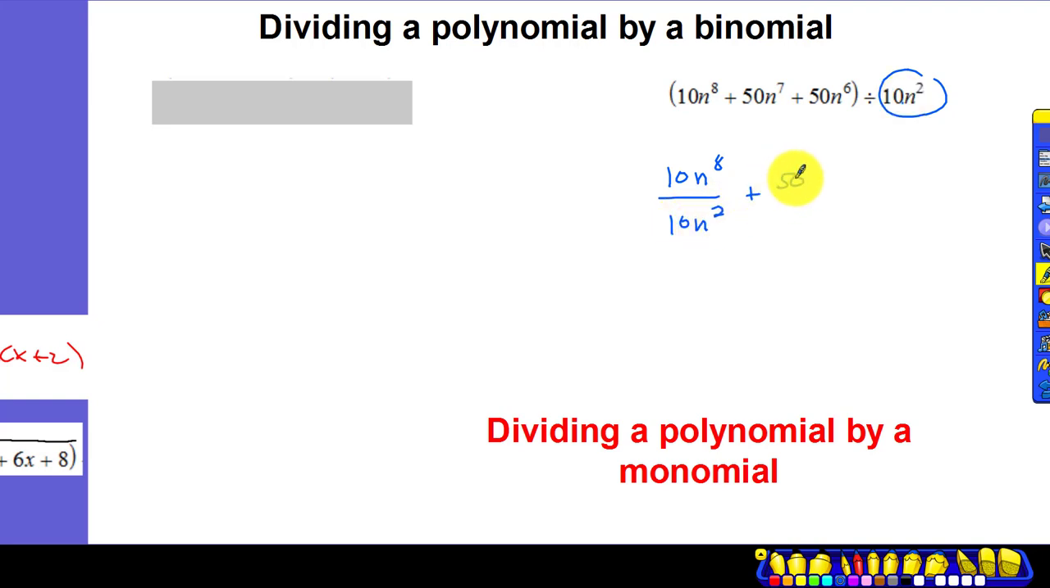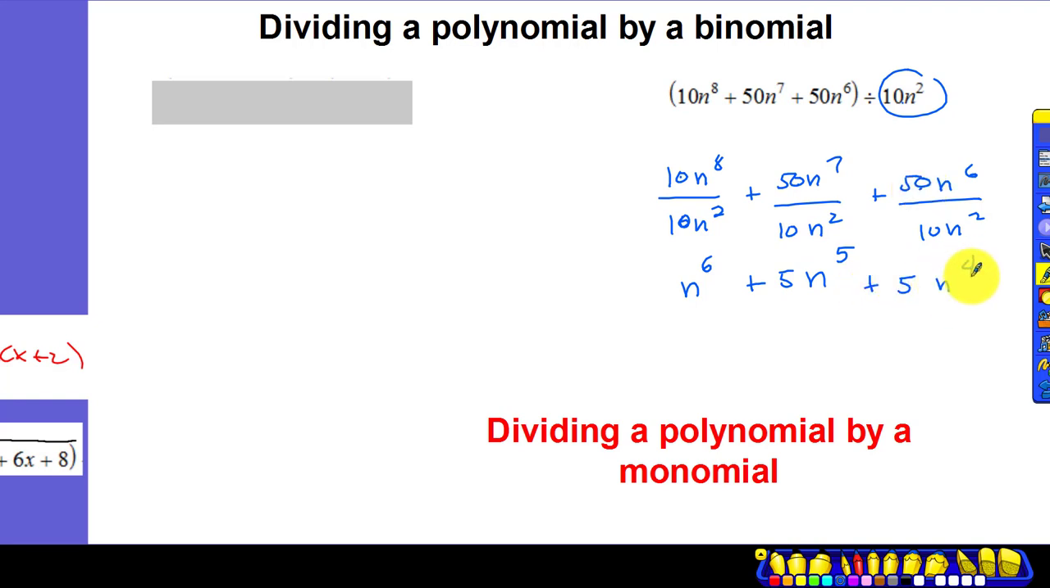So plus 50n^7 divided by 10n^2, plus 50n^6 divided by 10n^2. Okay? And when we divide, what's 10 divided by 10? That's 1. And n^8 divided by n^2 is n^6. Remember, we have to subtract the exponents. What about this? 50 divided by 10 is 5. N raised to 5. Then n^6 divided by n^2 is n^4. So this is how we divide before. Okay. That's if you're going to divide by a monomial.